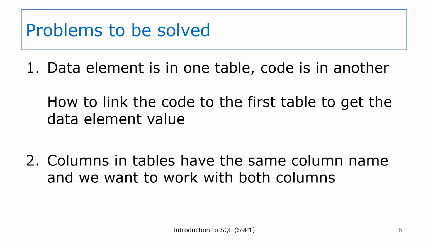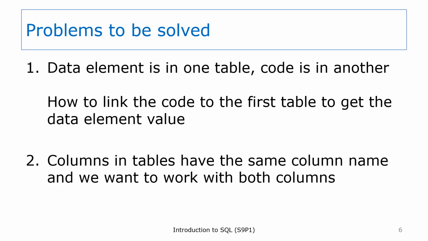Think back to what I showed you earlier where you saw a result set of the city data that also showed the name of the country. In that example, the country code is in the city table and the data element value that we want, the country name, is only in the country table.